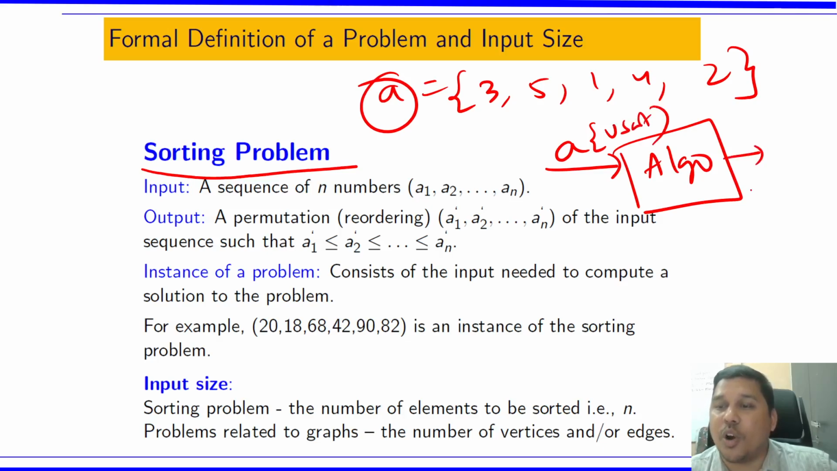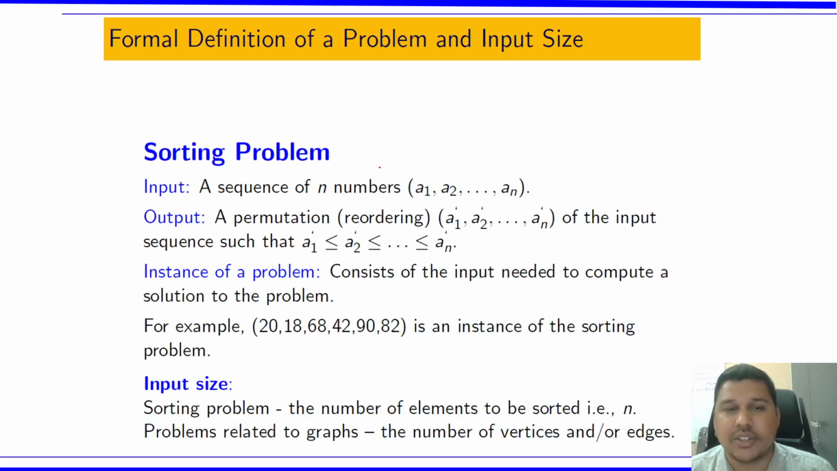What is your output? Output is again array A which is sorted. Just to understand some terms: input, for every problem or every program or algorithm there is an input. For sorting, what is the input? Sequence of n numbers. What is the output? A permutation, maybe in increasing or in decreasing order. You are arranging those numbers in increasing or decreasing order.